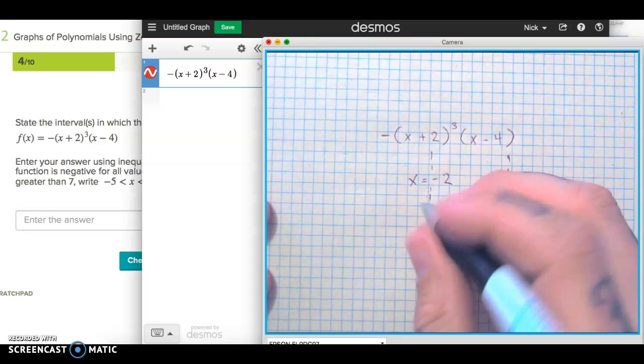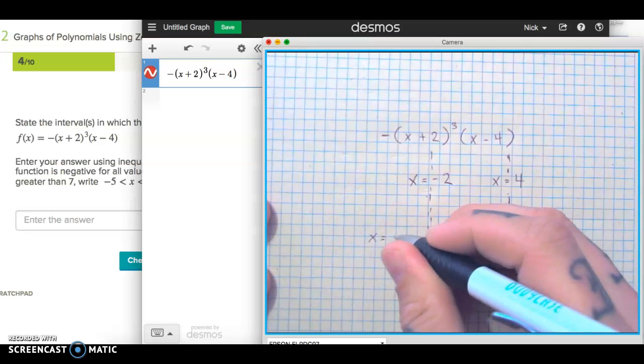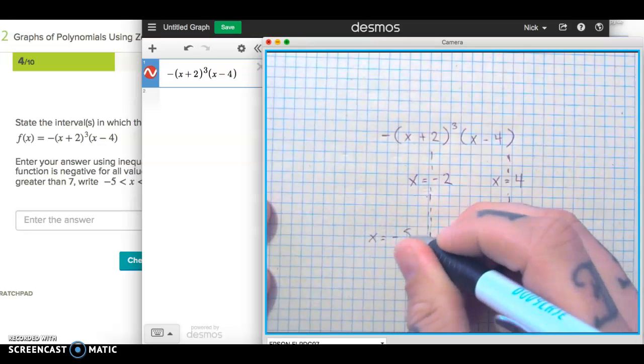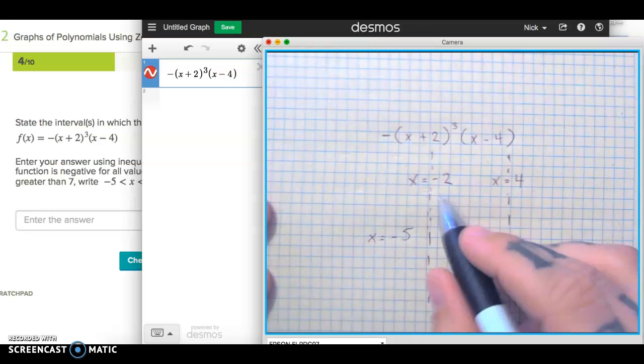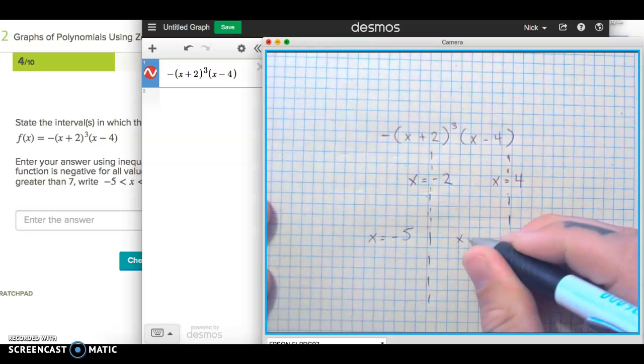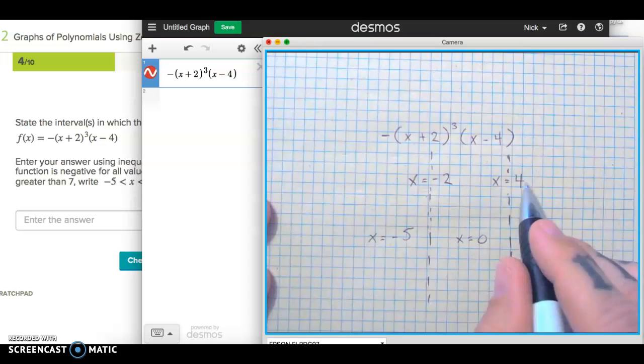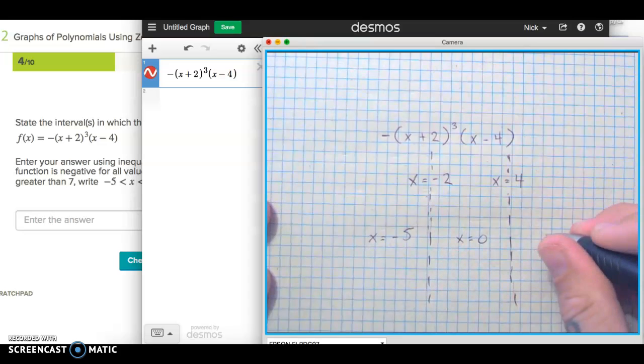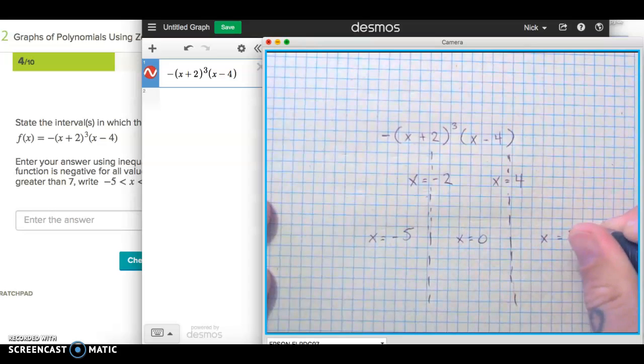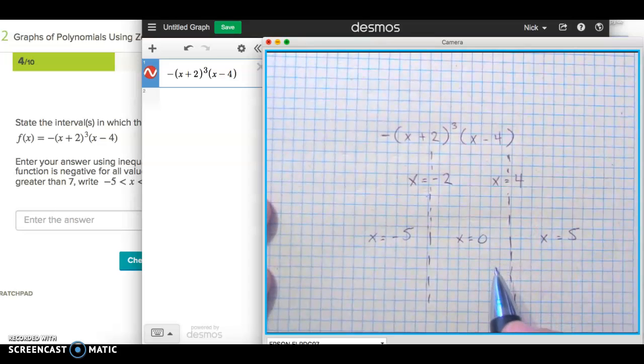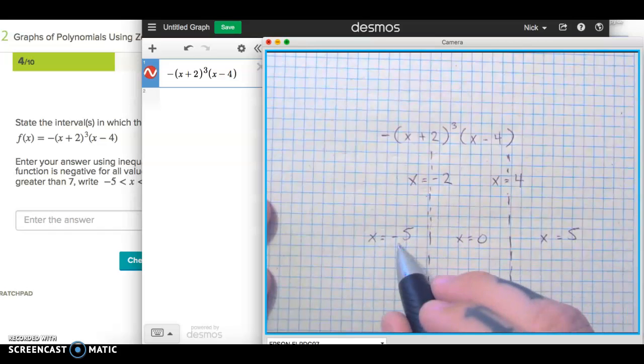So perhaps let's just check x equals, I don't know, -5, just random. And then in the middle here, we can check x equals 0, so it's between -2 and 4. And then here, let's just check x equals 5. And based on the behavior of the function, we can figure out if the function is going to be negative or positive on that entire interval. So for this interval, anything less than -2, we're going to check -5.